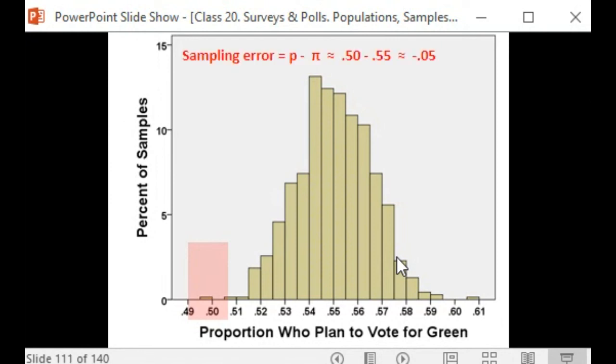Okay, so for this sample, P minus pi is 0.55 minus 0.50. No, got that wrong. It's 0.50 minus 0.55, which is negative 0.05. It's negative because 0.50 is less than 0.55. But of course, we ran into this before with deviations and z-scores. When you go to the left side, they turn negative. And it's the same with sampling error.